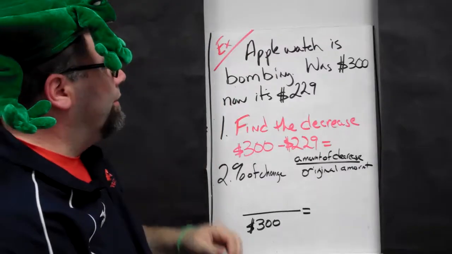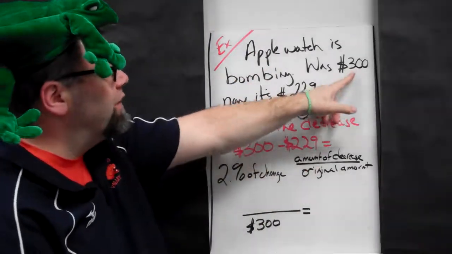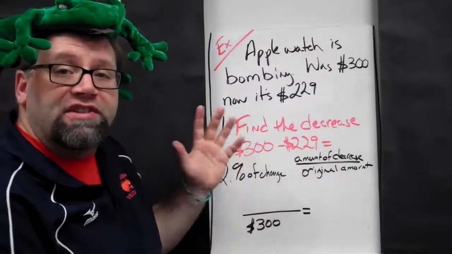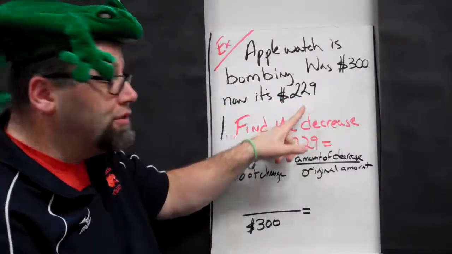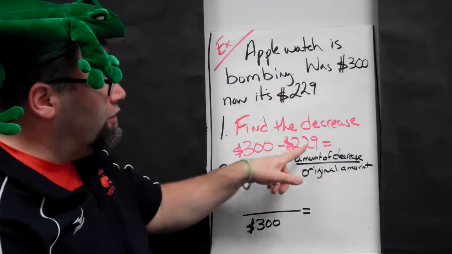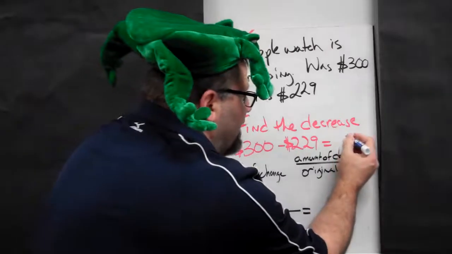Here's our second example. The Apple Watch, it's bombing. They can't sell them. It was $300. Now it's only $229. So the first thing we need to find is the decrease, because our original amount is larger than our new amount. Finding the decrease, we just find the difference between the two. 300 minus 229 gives us 71.